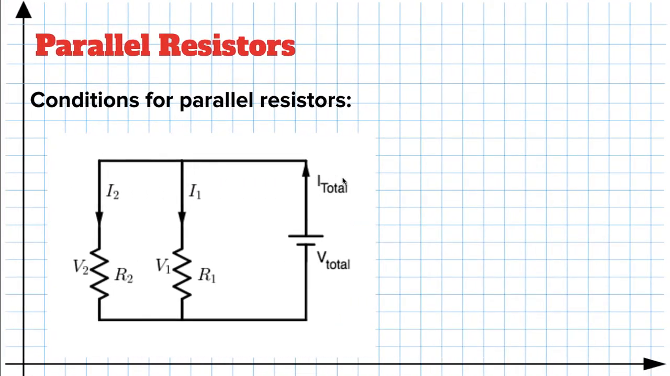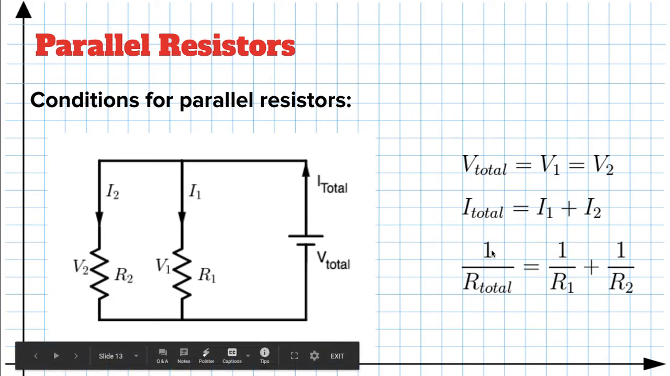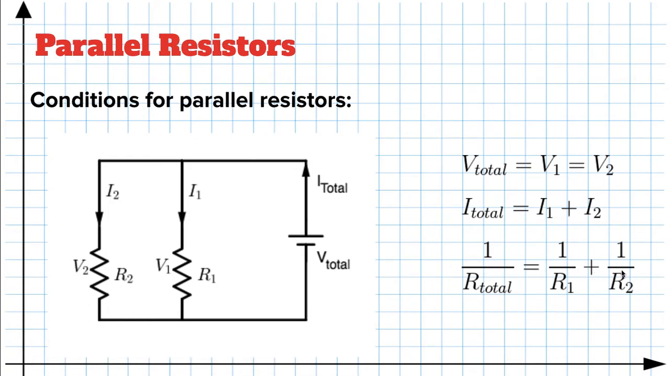We draw it like this. And when we have parallel resistors, the voltages are all the same. The currents add up, so whatever goes through I1 plus whatever goes through I2 is the total. And then this was the goofy one that was maybe surprising to you. The resistances, to find the total resistance, you got to use reciprocals. So 1 over the total resistance is 1 over R1 plus 1 over R2. Okay?